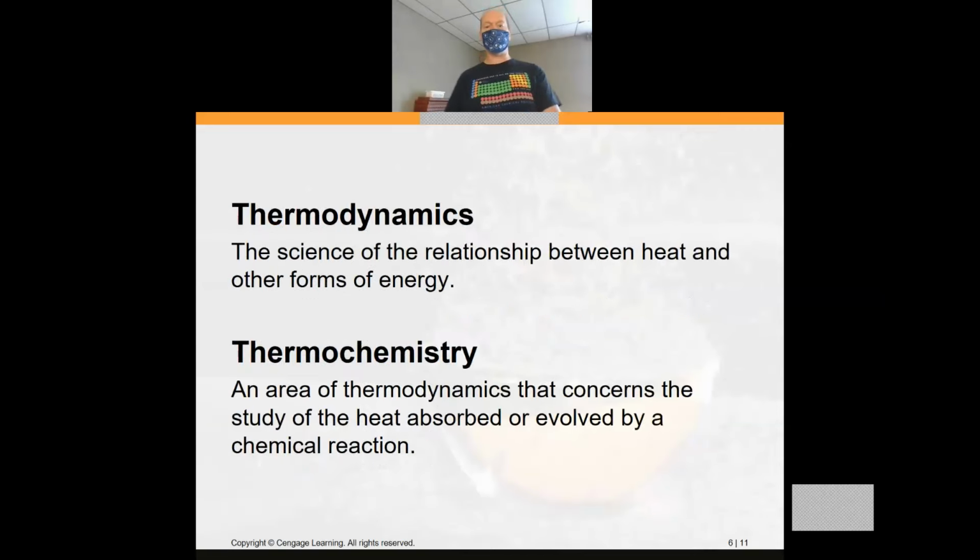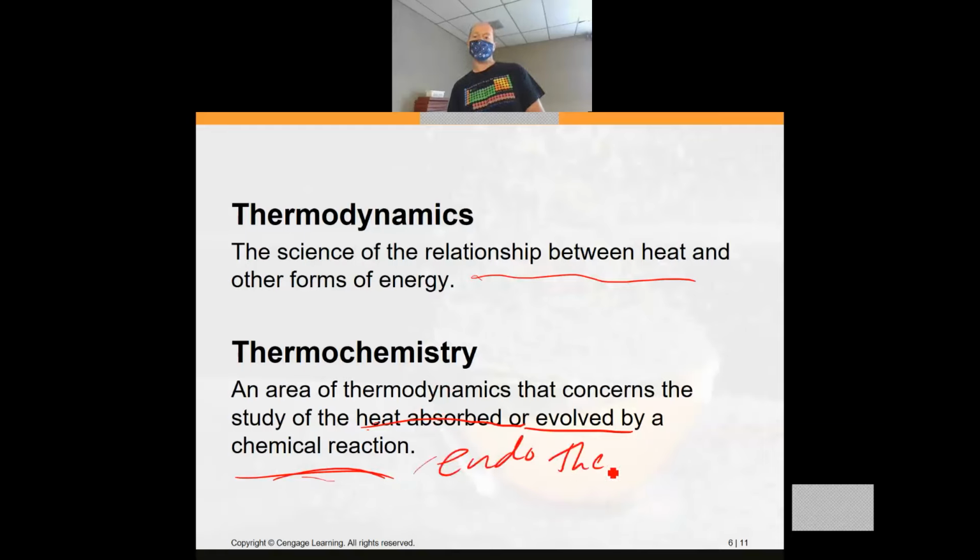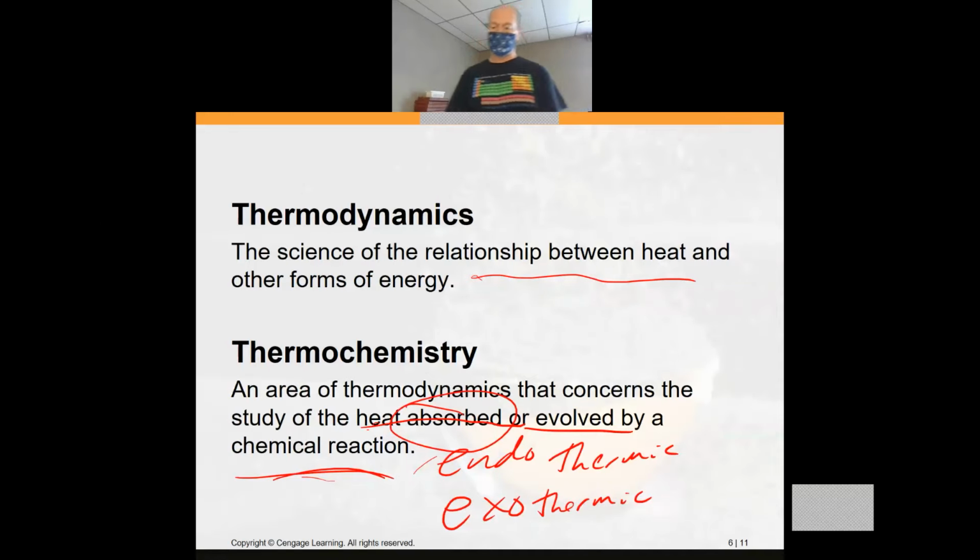And so now we're going to talk about endothermic, exothermic. We're going to talk about heat. And so we're going to have reactions that absorb heat, reactions that release heat. We're going to talk about the relationship between heat and other forms of energy. That's thermodynamics. When we do thermochemistry, that is thermodynamics concerned with the study of heat absorbed or evolved by a chemical reaction. So endothermic is heat absorbed, and exothermic is heat evolved or heat released in a given chemical reaction.